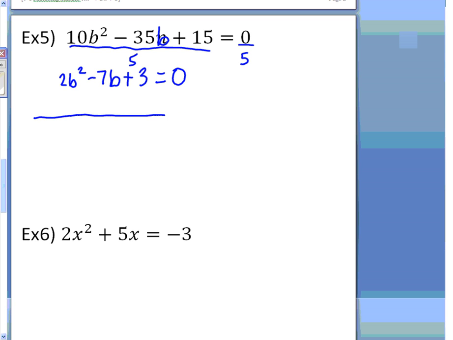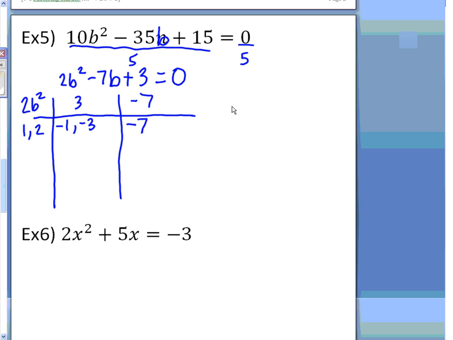So I'm going to make my table. So I want 2b squared. I want a product of 3 and a sum of -7. Well, first things first, I know it's going to be a 1 and a 2. Okay, next thing, it's a positive product but a negative sum, so it's probably two negative numbers. So my first guess would be -1 and a -3. Let's check that. 1 times a -1 is -1. 2 times a -3 is -6. -1 plus a -6 is a -7. I found it on the first try.